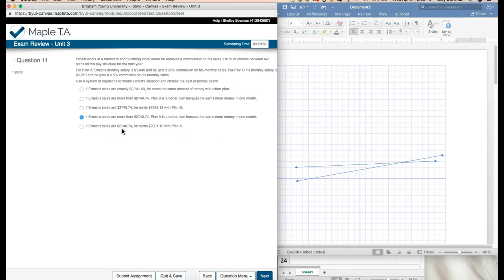If Ernest's sales are $2,740.74, he earns $2,391.15 with Plan A. Again, because we already plugged that in, we know that this is off a little bit, so I'm not going to go with that one either. Although these two numbers are very similar, so beware.